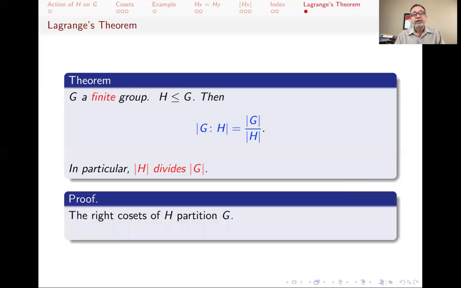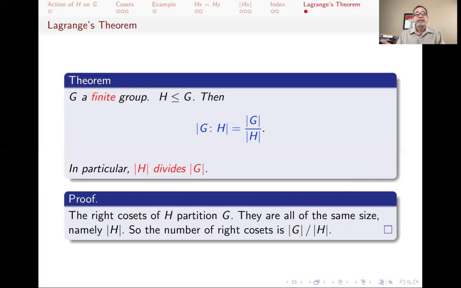Now, what's the proof of this? You already know the proof. I mean, actually just stop the video and try to argue it. It's very straightforward. The right cosets of H partition G, and they're all of the same size. What size? The size of H. So you have your group, you have split it up into parts, and each part has the size of H. Well, how many parts do you need? You need the size of G divided by the size of H. That's going to be the number of parts, and that's the number of right cosets that you need, and Lagrange's theorem is proved.